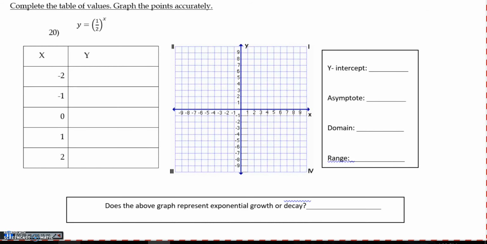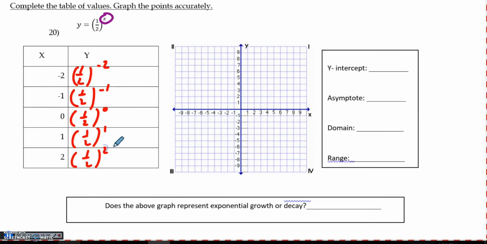Last problem from this semester was during the exponents unit, and this is graphing an exponential function. So we use a table just to remind ourselves of the exponent rules. What we're really doing is taking these values and plugging them here for x. So that would be 1/2 to the negative second, 1/2 to the negative first, 1/2 to the 0th, 1/2 to the first, and 1/2 to the second.